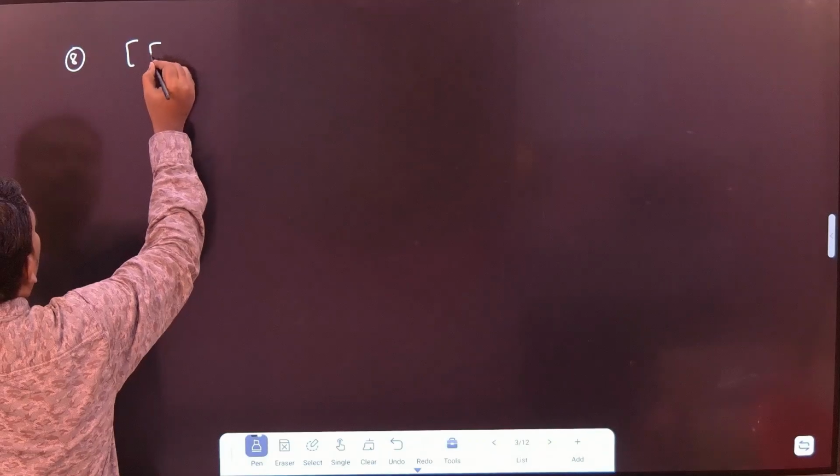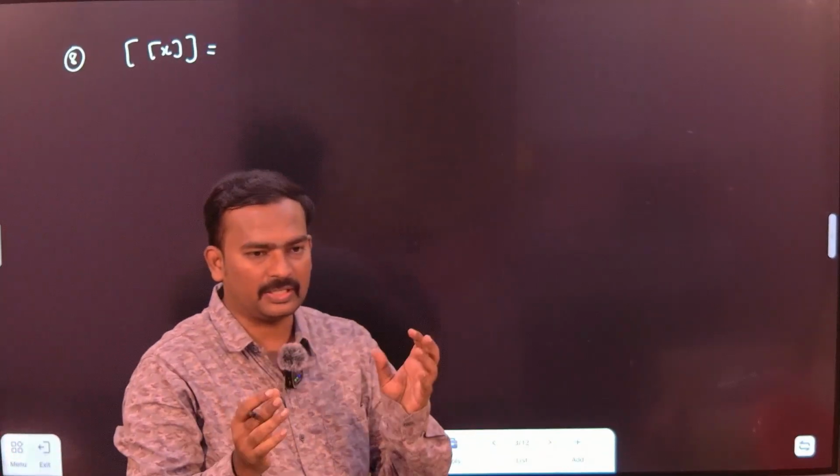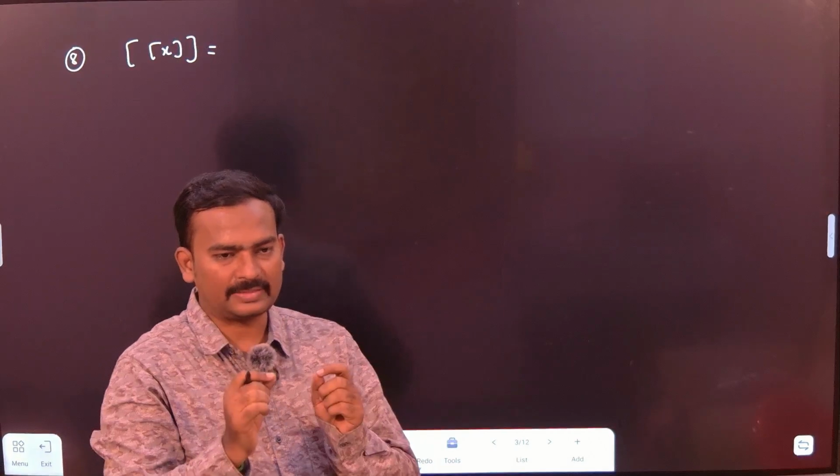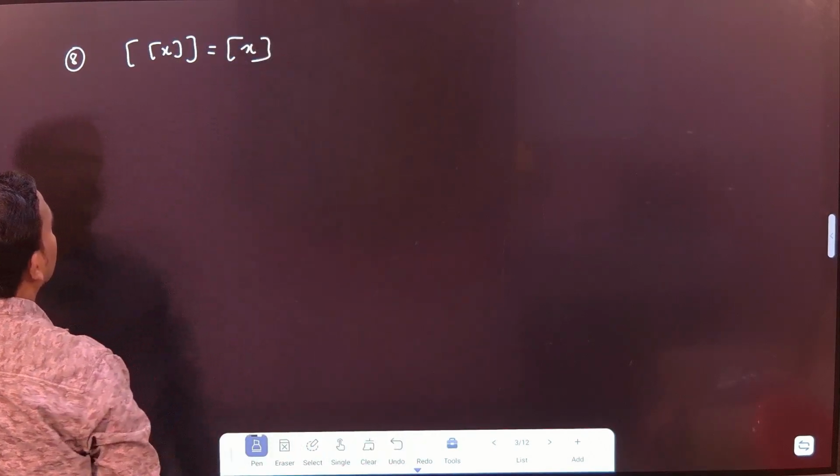Okay, let's do the next, the 8th one. The greatest integer function of the greatest integer. The greatest integer is always an integer. If you take one more greatest integer, again it will be a greatest integer only. So an integer value only we will get.